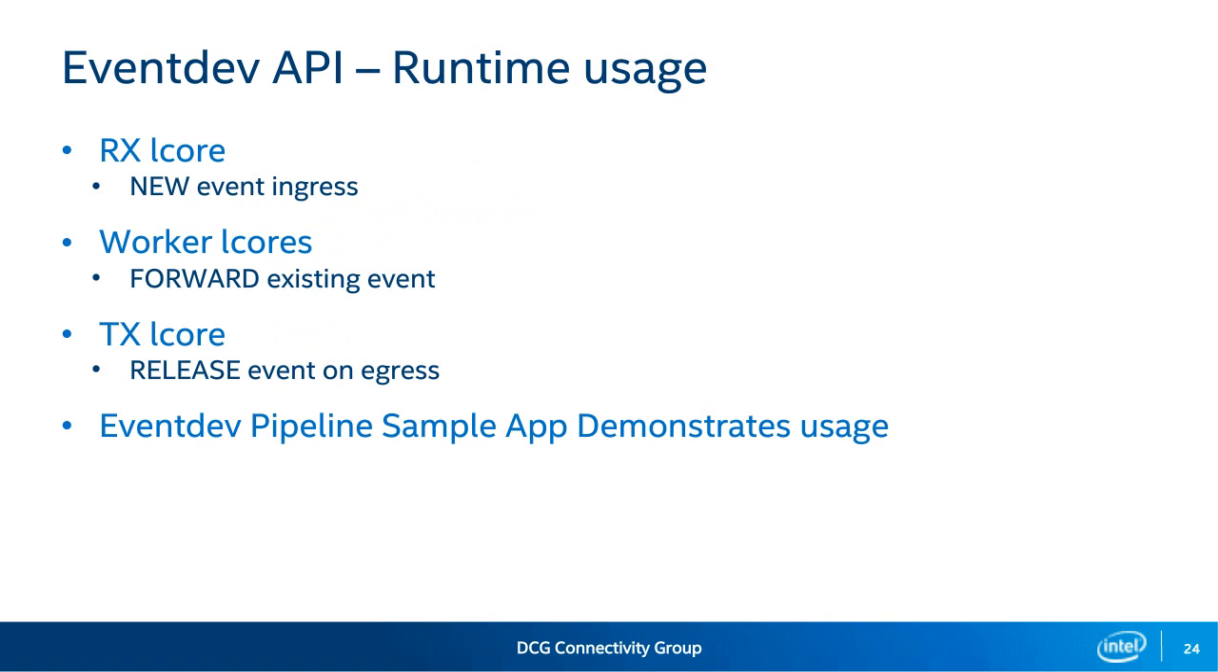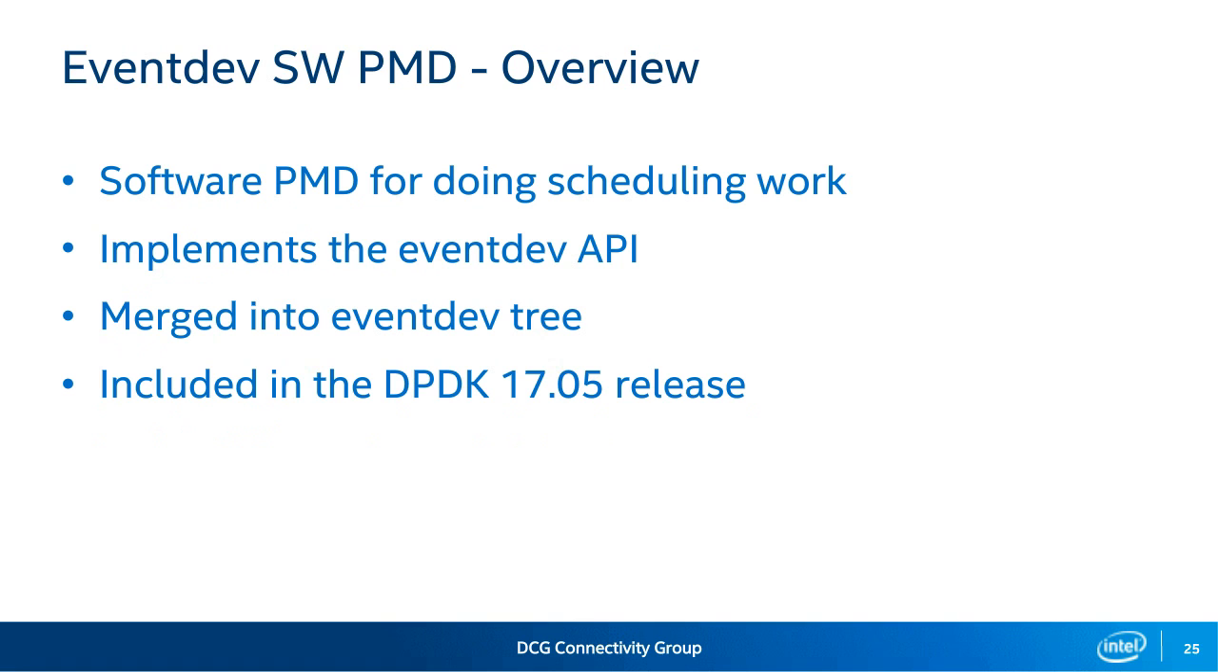In runtime, these are the 3 items that we were talking about. The receive cores are going to do new events, so when there are events coming in, the worker cores are going to do the forward part, and then the transmitting core can do the release, right? So those are the 3 steps that are needed to get that going.